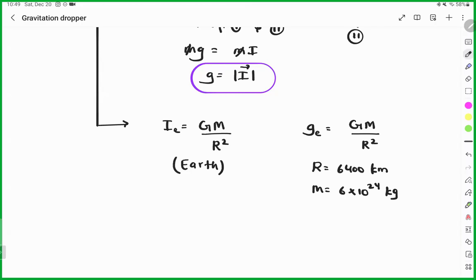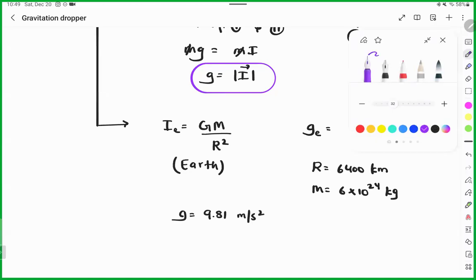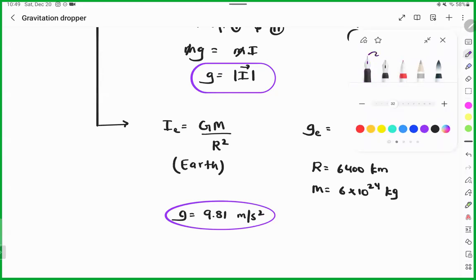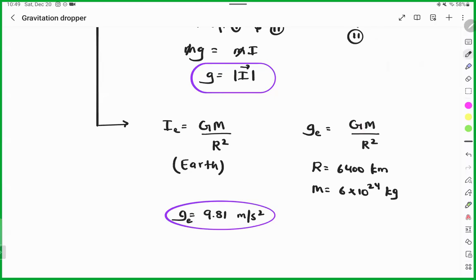So if you put all the values, Pratigya, what will be g value? What will be the g value? 9.8. 9.81 is the precise value, but still in most situations, we take 10 for convenience. But remember, this is the value only for the Earth. If you change the planet, then this g value will change. Correct? This g value will change if you change the planet.